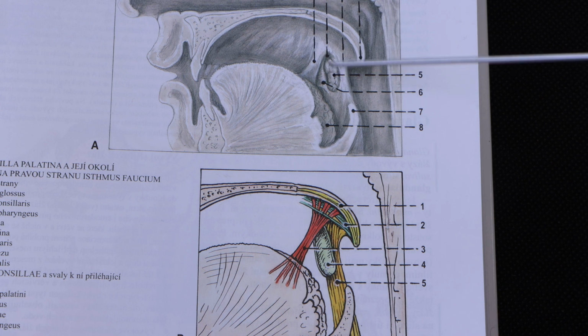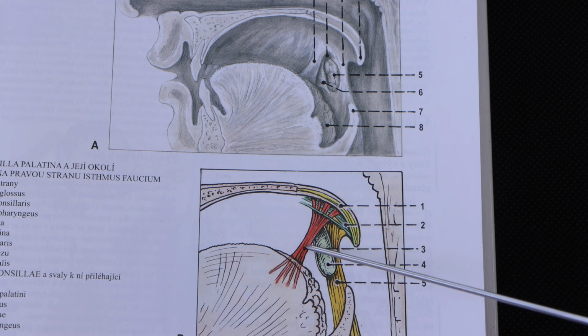the palatine tonsil is one of the components of the Waldeyer ring, or lymphoepithelial ring, which together with the lingual tonsil, tubal tonsil, and pharyngeal tonsil, makes up the Waldeyer lymphoepithelial ring.